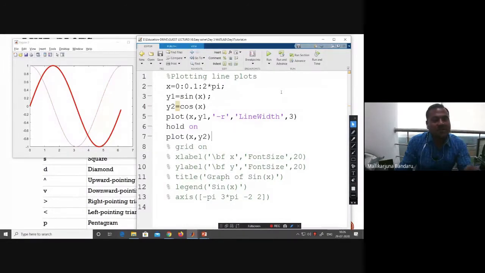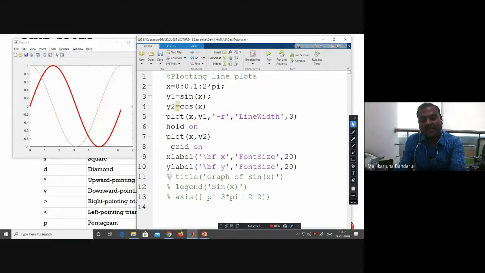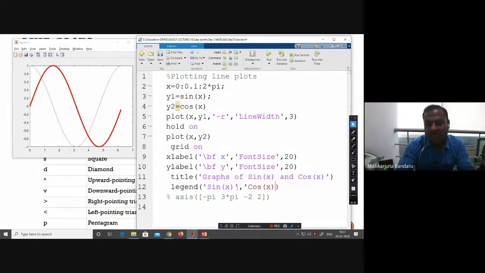But which curve represents what? That we should make clear, right? The remaining ones, one by one: the grid, the X label, the Y label, and the title are not suitable actually. That's why I'll remove it. Or if you want to make it clear, graphs of sine x and cos x, you can write here. Now come to the legend. Sine x comma cos x. Exactly what curve represents what, that the legend option will give.